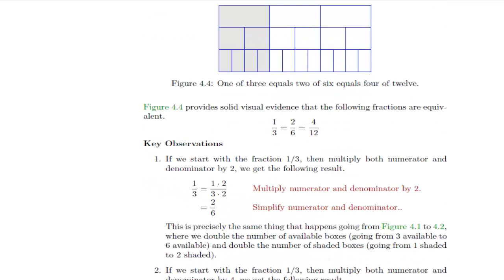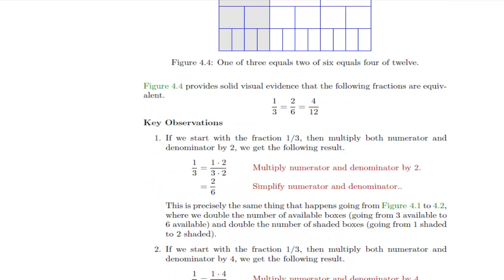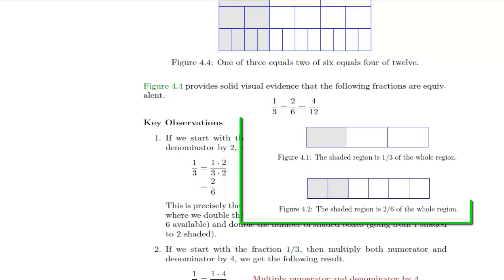Key observations. If we start with the fraction 1 over 3, then multiply both numerator and denominator by 2, we get the following result. 1 times 2 is 2, and 3 times 2 is 6. So the result is 2 over 6. This is precisely the same thing that happens going from Figure 4.1 to 4.2, where we double the number of available boxes, going from 3 available to 6 available, and double the number of shaded boxes, going from 1 shaded to 2 shaded.